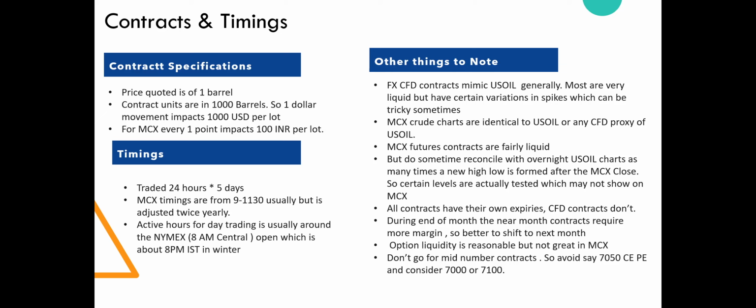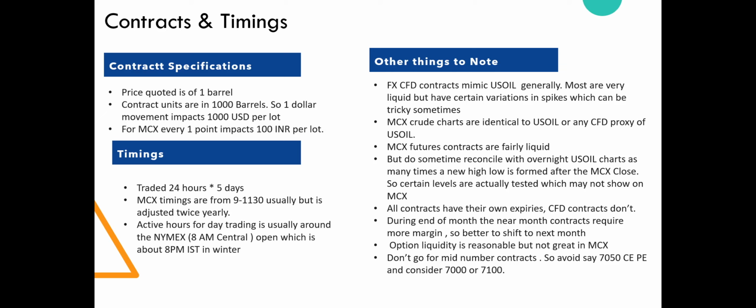Okay. CFD is a good proxy. FX CFD contracts mimic US oil. Most are reasonably liquid but have certain variations and spikes, which can be tricky, as I said. It's a good proxy and a way to access US oil charts. Sometimes access to a CL crude oil light chart is expensive if you are not in the US and do not have a US trading account. So the proxy is basically using a CFD chart for US oil, and that works reasonably well, very well in terms of analysis, knowing highs, lows, etc.